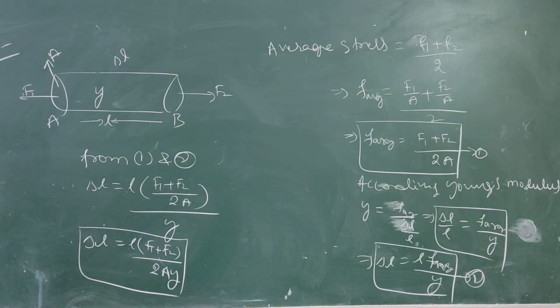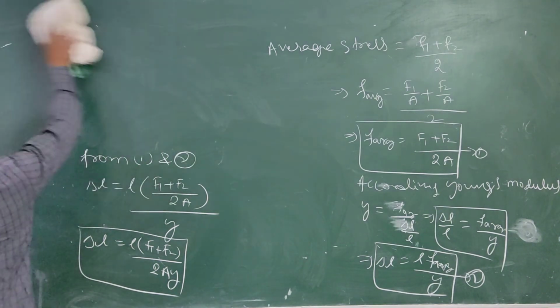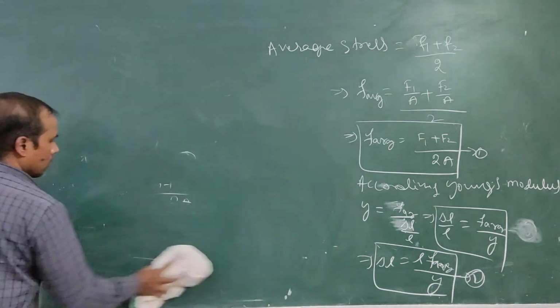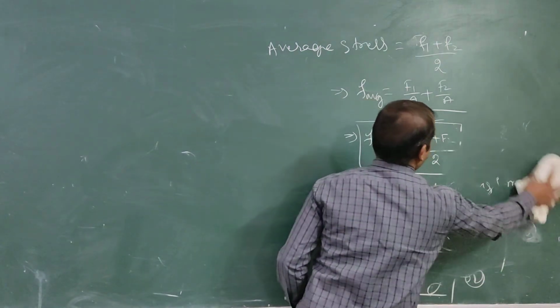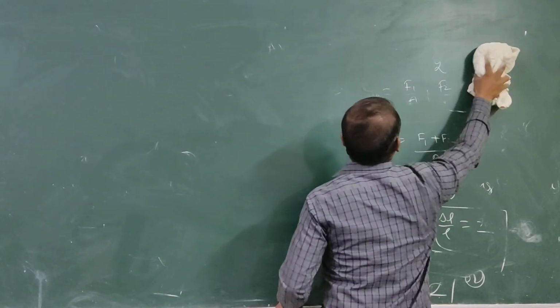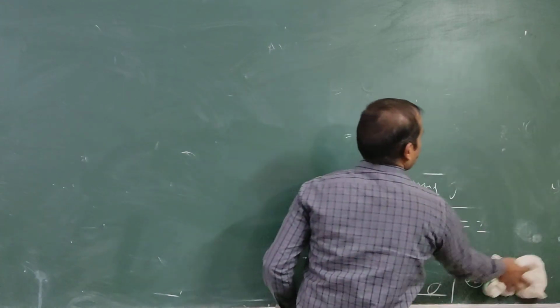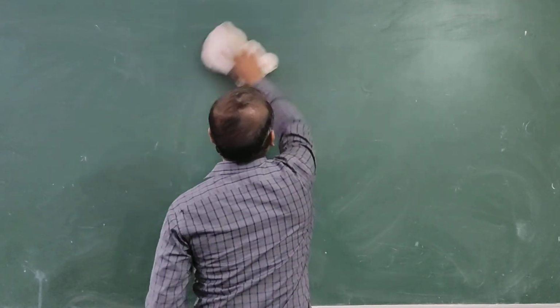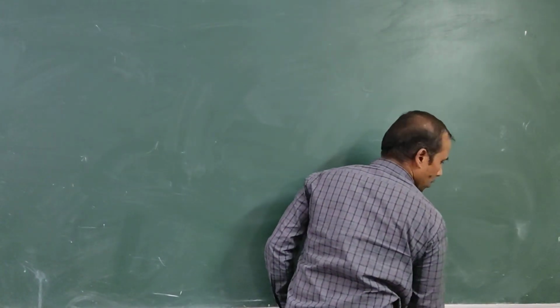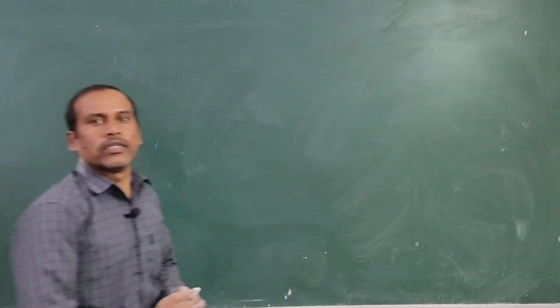Atwood machine, please see. Question here: two blocks of masses M and 2M are connected with a string or wire over a frictionless pulley. Now find the stress on the wire, F0, the elongation of the wire or stress.